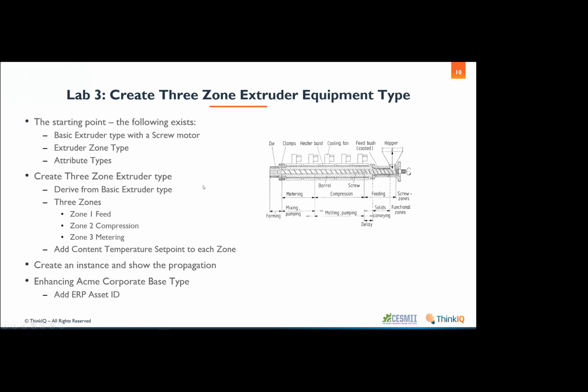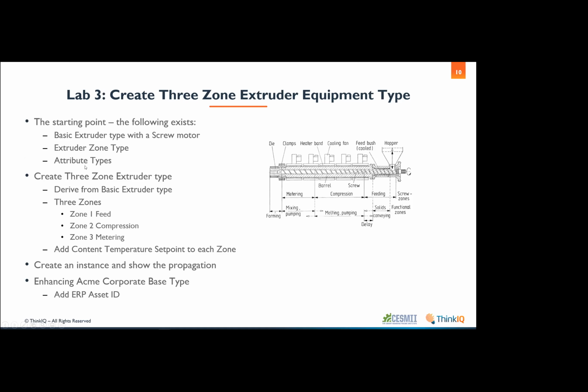So then we get on to lab number 3, where we are creating a 3-zone extruder equipment type. Again, we have a starting point here, just so you don't have to see me build all of these different elements, and can go into the core piece that needs to be built. We already have a basic extruder type that has a screw motor attached to it. We have the concept of extruder zones, and we have attribute types that we want to reuse that give data meaning.